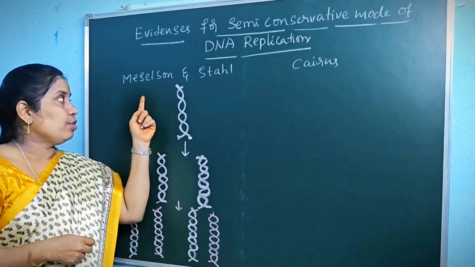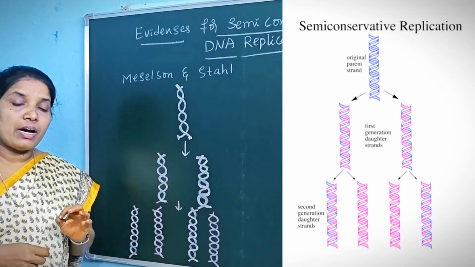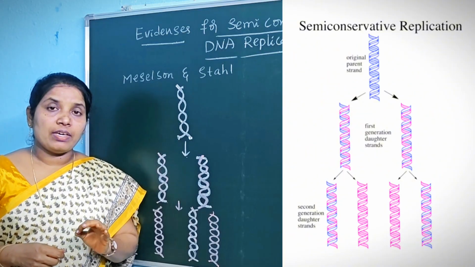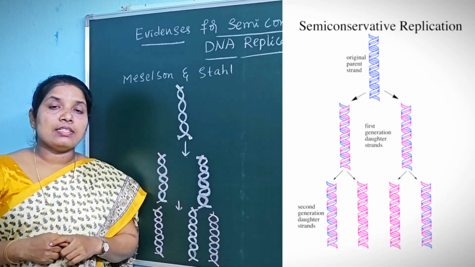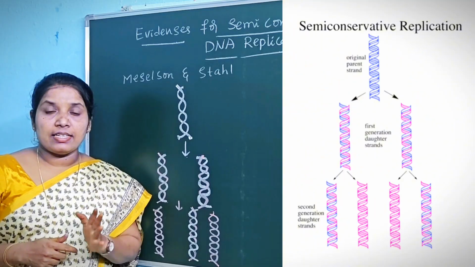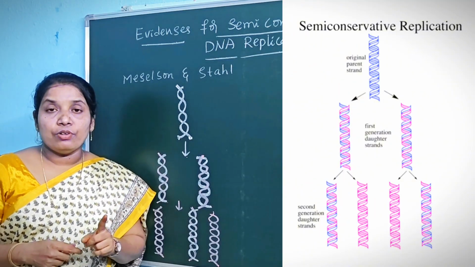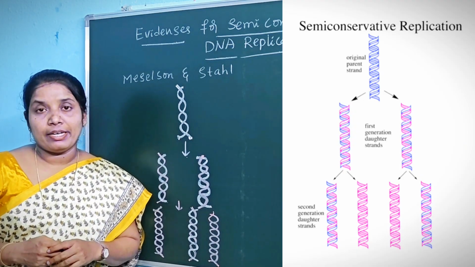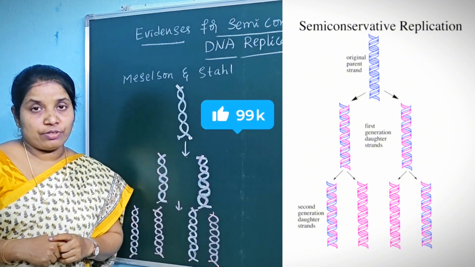Okay. So Matthew Meselson and Franklin Stahl, they worked on E. coli bacterium and they proved that DNA replication is a semi-conservative mode of replication. Semi-conservative mode of replication is nothing but the newly synthesized DNA strands consisting of one parental strand and one newly synthesized strand. So that is proved by these two scientists. Let's see the experiment.